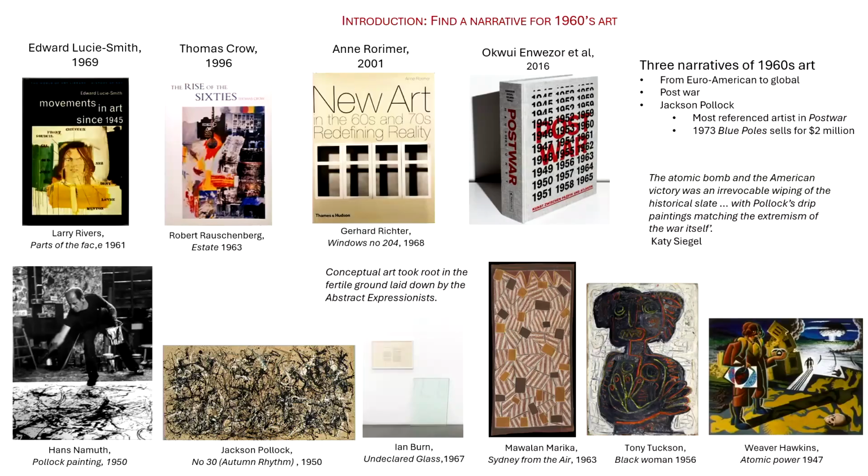A little quote from Katie Siegel, who was a co-author here. The atomic bomb and the American victory was an irrevocable wiping of the historical slate, with Pollock's strip paintings matching for her the extremism of the war. Somehow, when these critics talk about Pollock, they talk about Hiroshima and things like this, when the painting contains that experience. But she argues that we should begin in 1945 because it's not just a new art movement; it's a whole new world that the art is coming out of.